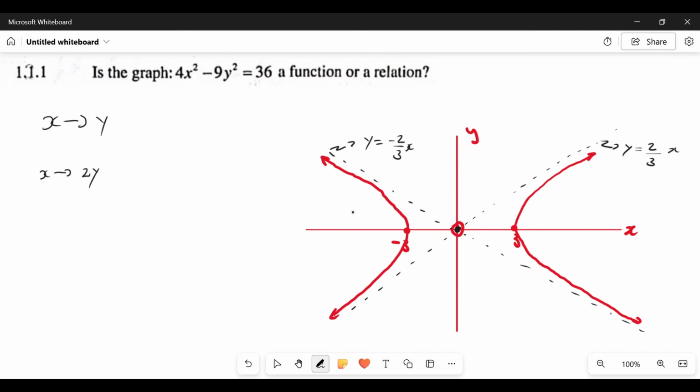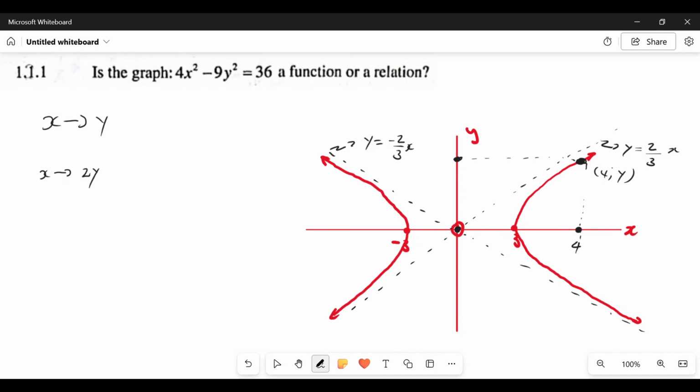So for example, I will choose a point here. Let's say this point here is 4, right? So if we say x is 4, if we draw a vertical line here where x is 4, we'll have a point here which is going to consist of x is 4 and y. We don't know what y is at the moment. We can say 4 and positive y for this point here.